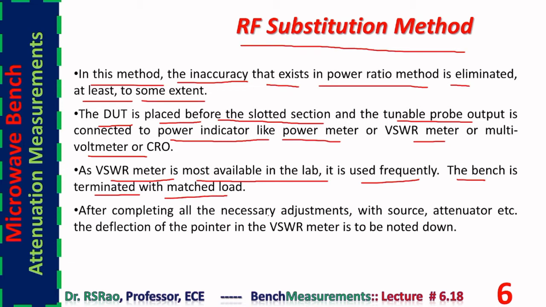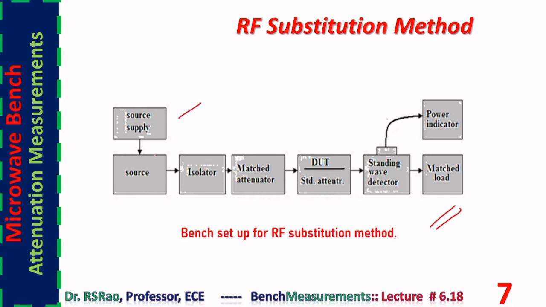After completing all the necessary adjustments with the source, attenuator, etc., the deflection of the pointer in the VSWR meter is to be noted down. This is the bench setup. Source supply, source isolator, matched attenuator. Like several other experiments, this experiment or this method also has two parts. In the first part, the DUT is in the circuit.